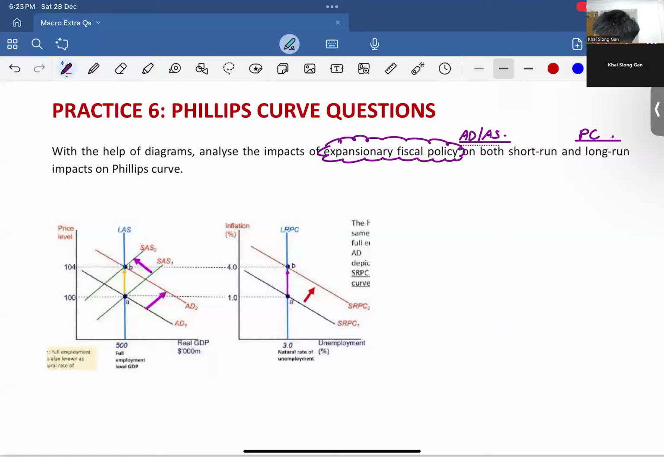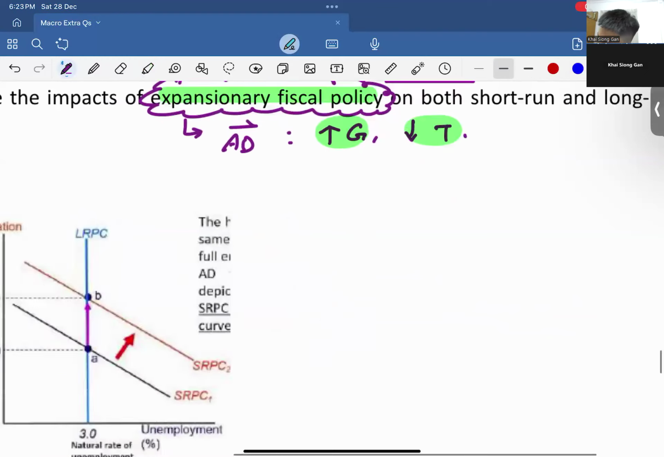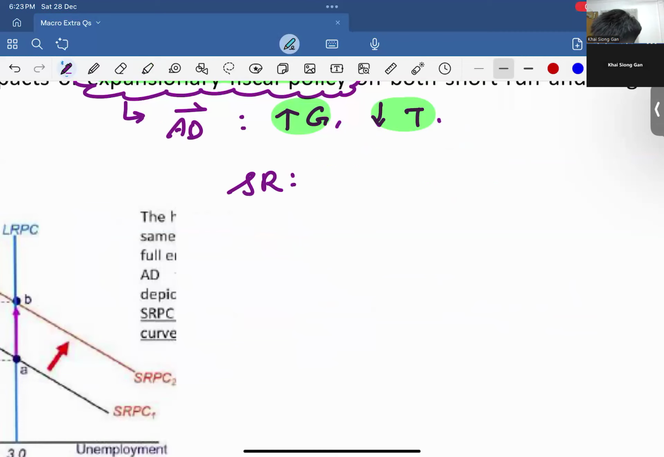Okay, expansionary fiscal policy, what is the purpose? To boost the economy by increasing aggregate demand through increase of government spending or reduce taxation. So same thing, even if I write the word increase government spending or reduce taxation, it will also have the same impact because it's part of expansionary fiscal policy. So what will be the short run impacts? So short run impacts.